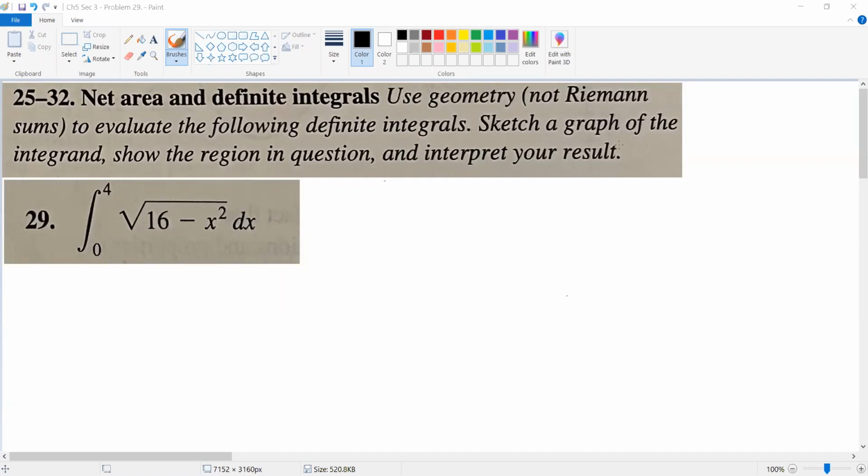Okay, here we go again. In this problem, we want to solve this integral of the square root of 16 minus x squared. However, they're giving us the hint to use geometry. So if we're using geometry, we want to just start off with a right triangle here.